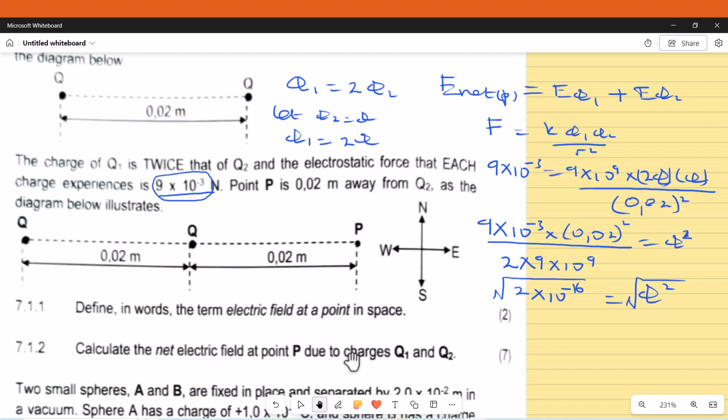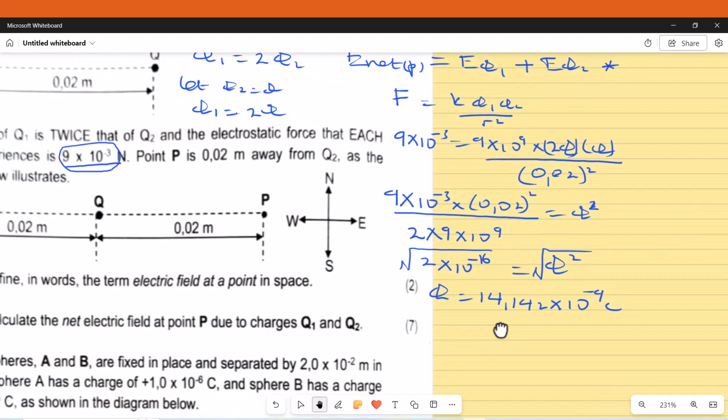If I take the square root of my answer, it gives me 14,142 times 10 to the power negative 9. So my Q is 14,142 times 10 to the power negative 9 coulombs. Now that's my Q. After getting my Q, I come back to this equation here. Let me call it equation star, to find the total field. We have said that the total field is given by the sum of the E values because of Q1 and Q2.